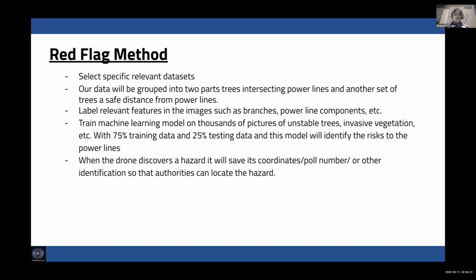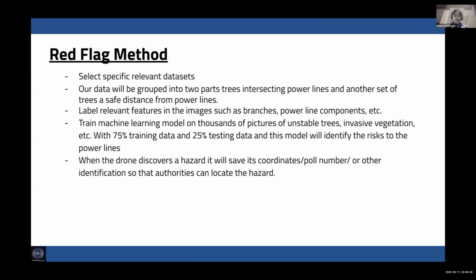When the drone discovers a hazard, it will save coordinates, pole number, or other identification so authorities can locate the hazards. Quick note, we do plan to create a software where we can add these hazard locations to a map where authorities can see. For example, you know those fire risk maps they have for California?